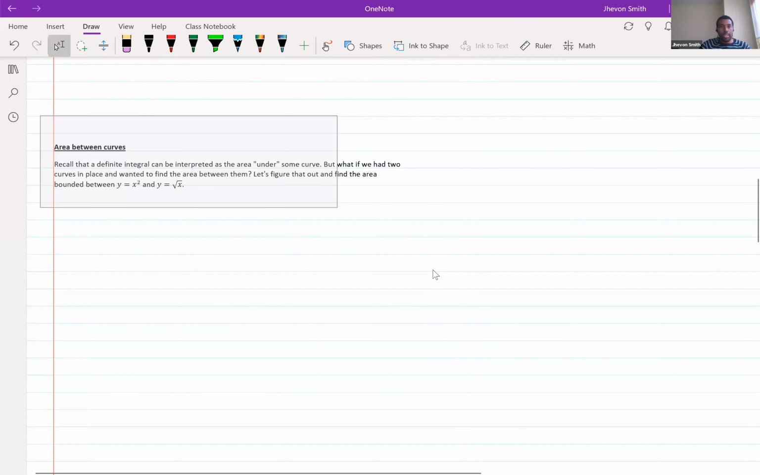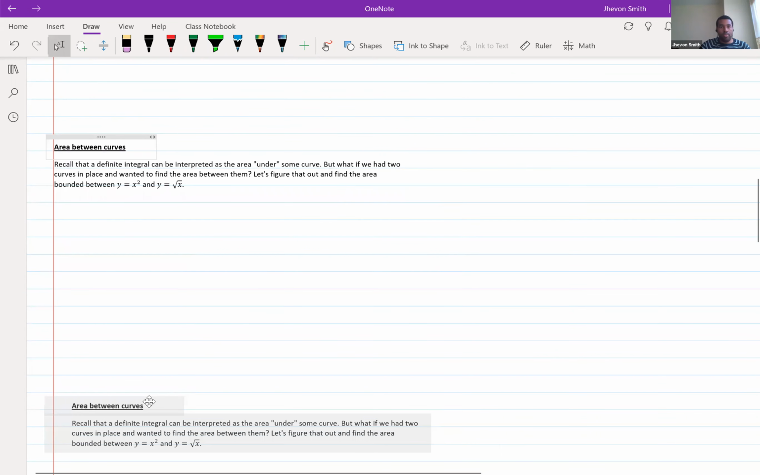Area between curves, that's going to be the next application. We won't do that today.